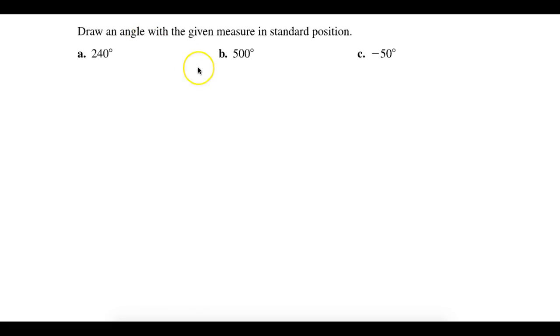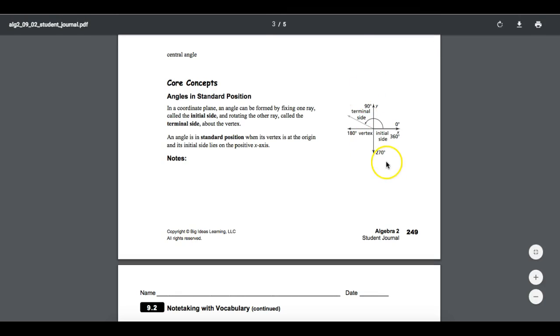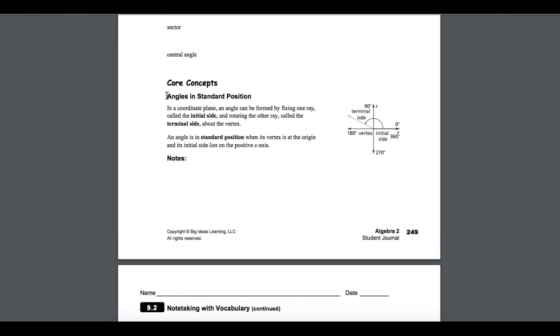All right, in this video, we are going to look at some standard ways to draw angles and what standard position means when drawing an angle. So here you'll notice we've got three different degree measurements, but before we do that, I want to take you to the class journal and look at one of the core concepts. So here are the requirements for an angle to be in standard position.